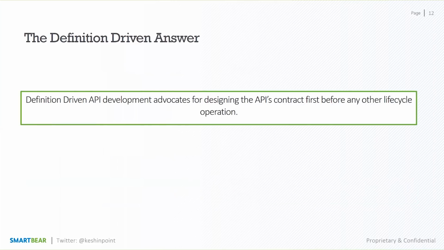And this is why the definition-driven approach is so important. See, the definition-driven API development approach is essentially putting the API's definition or the contract first before any other part of the API lifecycle is started. And we use this definition, which we created, to accelerate every single part of your API lifecycle.